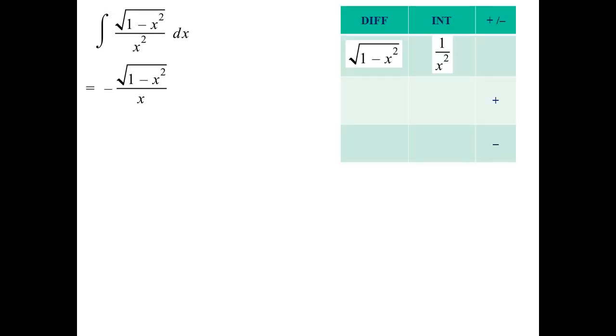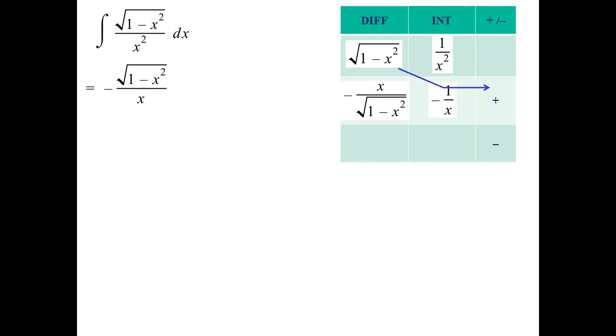Integral of the square root of 1 minus x squared over x squared. We can differentiate the square root of 1 minus x squared. We can integrate the 1 on x squared. That's probably the easiest way to go. So differentiate, I get minus x on the square root of 1 minus x squared. Integrate the 1 on x squared, I get minus 1 on x.